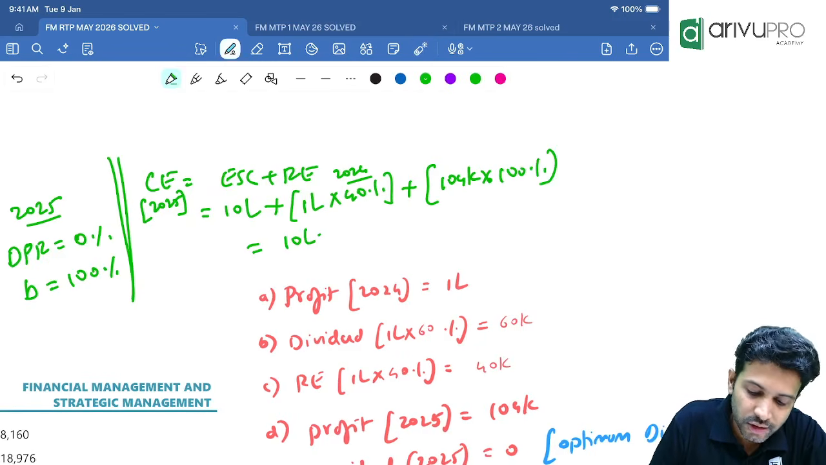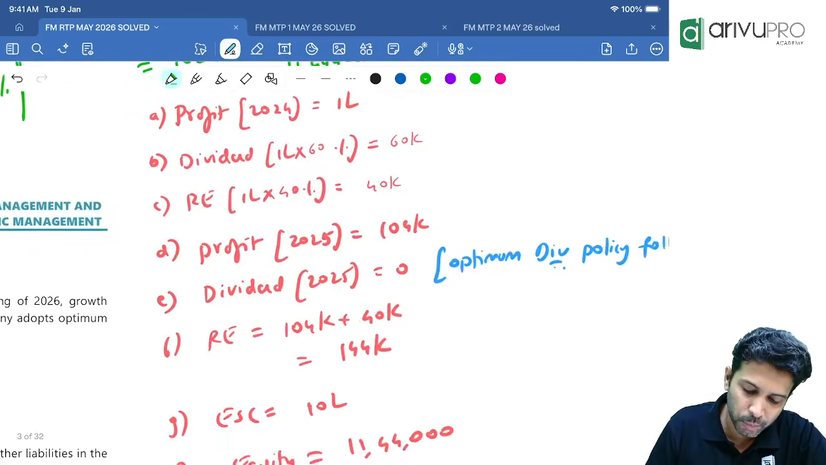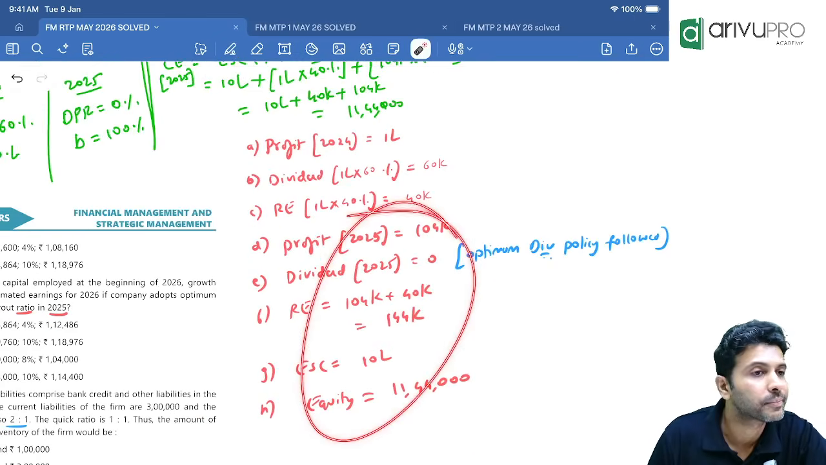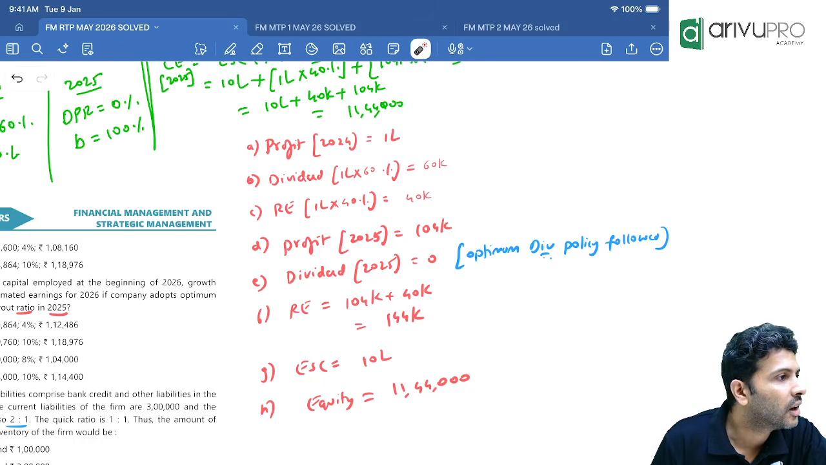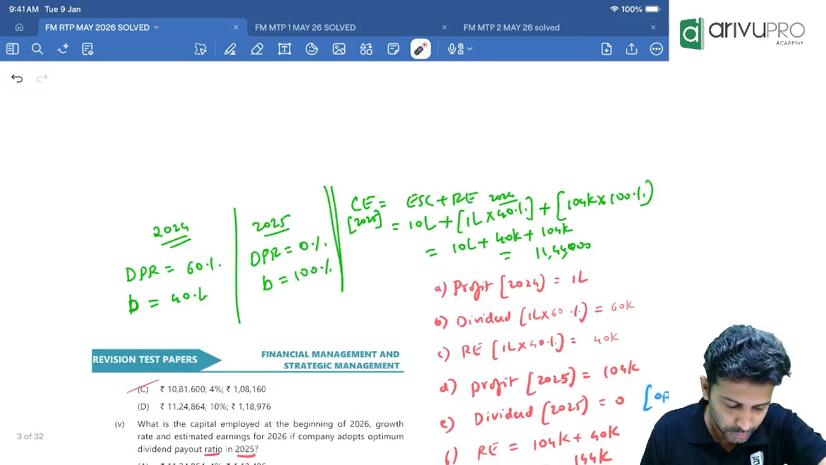Calculate what is this? This is how much, people? This is 40,000 and this is 1 lakh 4,000. Therefore, what is capital employed? 11 lakh 44,000. Agreed. That's what I've put in individually over here. Total answer is 11 lakh 44,000. What is this 11 lakh 44,000? Capital employed.